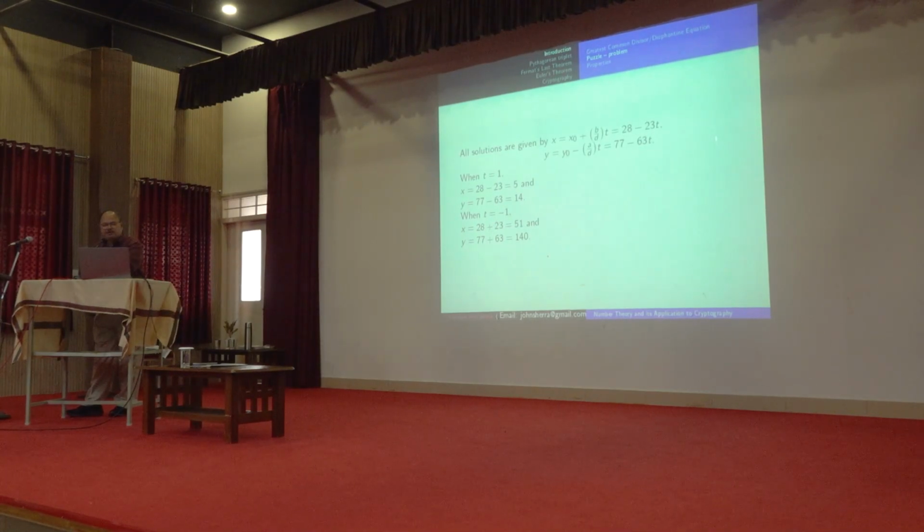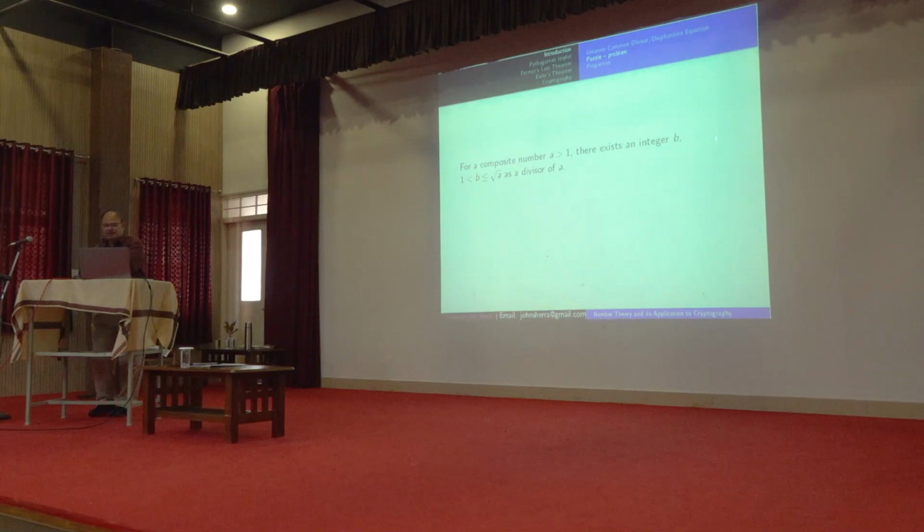Now, I'm going to a very famous result, a very classical result, I must say. That is, if you give me a composite number, how to verify, or in general, when you give me a number, how to verify whether it is a composite or a prime number. For that, we have to find a factor of that number which is less than or equal to root a.